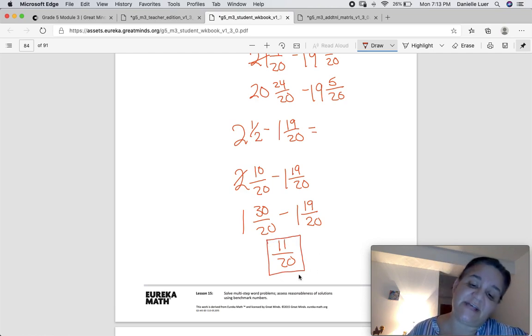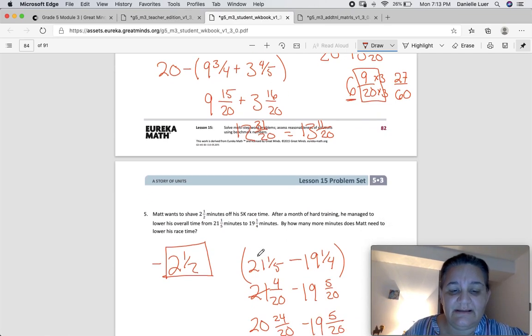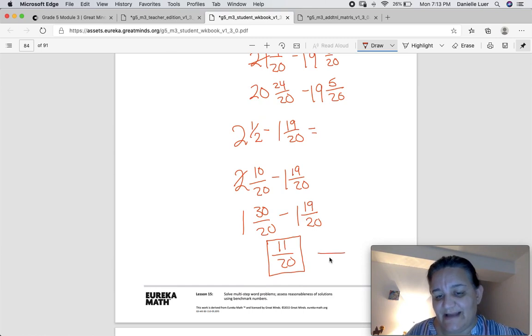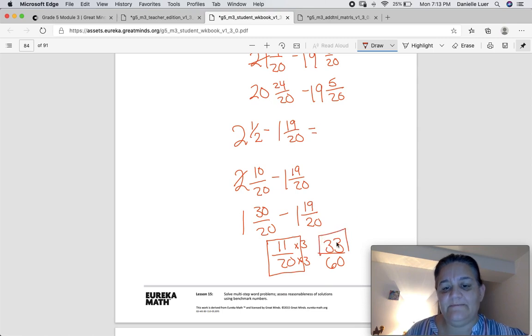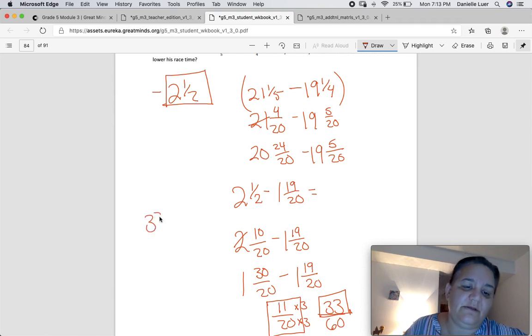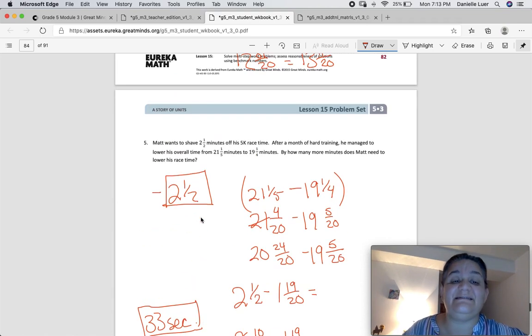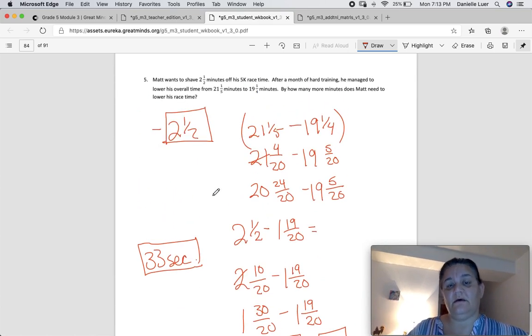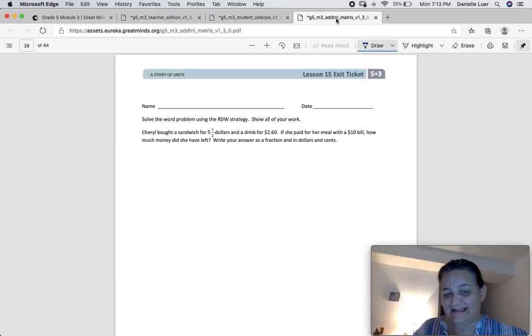11/20. Now we want to change that into seconds, right? So in order to change it into seconds, we need to have 60 because there's 60 seconds in a minute. So in order to do that, whatever we do to the top, we do to the bottom, 33 seconds. He just needs to shave off 33 more seconds. 33 seconds. Okay, converting to minutes and seconds is difficult, but I think you can do it.